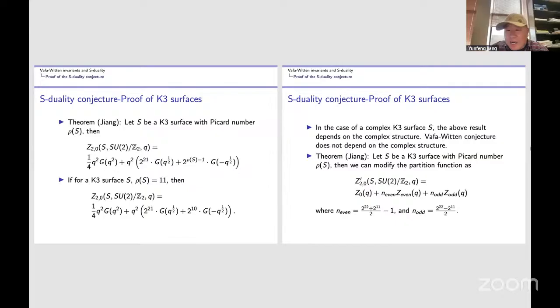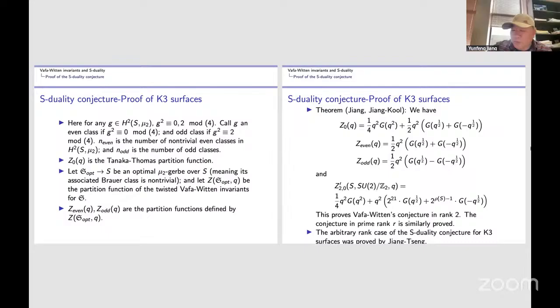For even classes, I use essentially trivial gerbes, and for odd classes, I use the optimal gerbe, called the broad class non-trivial gerbe. We call it the optimal gerbe. Okay. And we use the notion from Leibniz's definition. So then for this, you can sum it over the new formula on the right side.